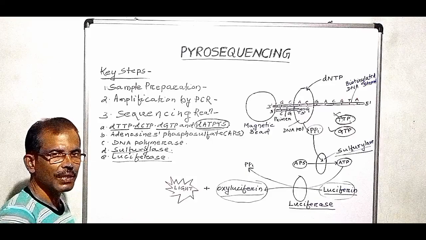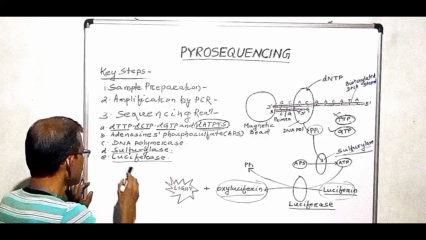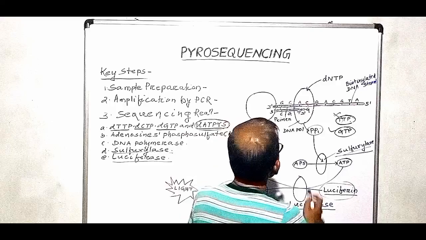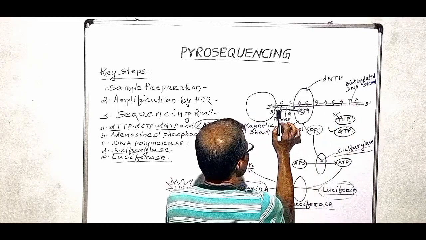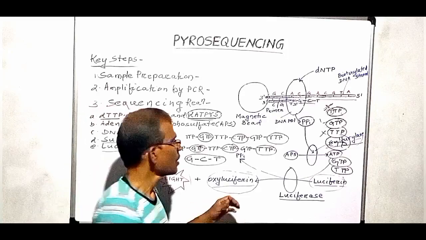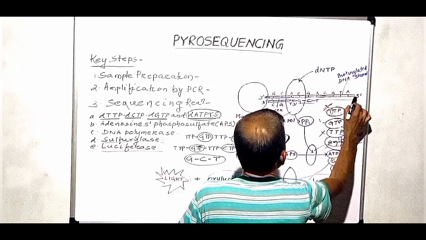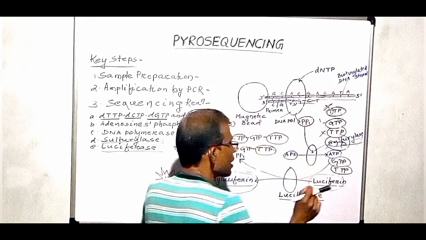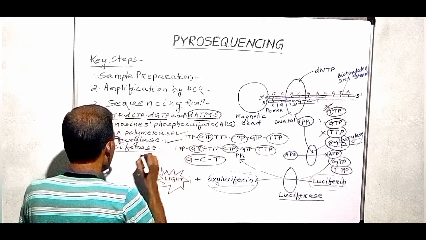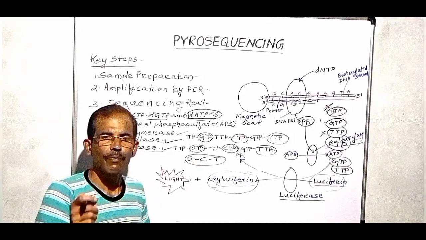Different enzymes that are required for pyrosequencing are DNA polymerase, sulfurylase, and luciferase. In this figure, this is the DNA template and this is the sequencing primer. For solid phase pyrosequencing, the magnetic bead along with the attached DNA template, the sequencing primer, DNA polymerase, ATP sulfurylase and luciferase are all taken in the wells of the flow cell.